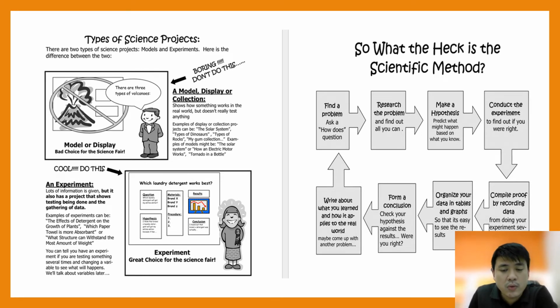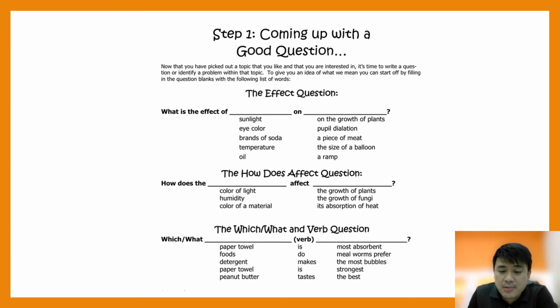Okay, so topics can be different, but the method is the same. Step number one, also the earlier step, is you have to come up with good questions. We have questions about effects. We have questions about how. We have questions about which and what.